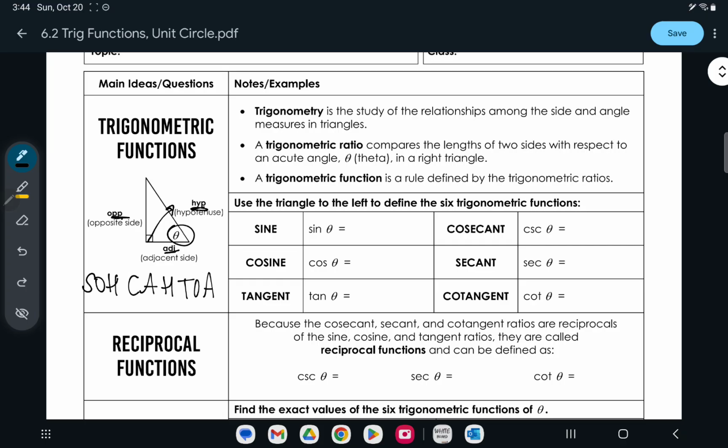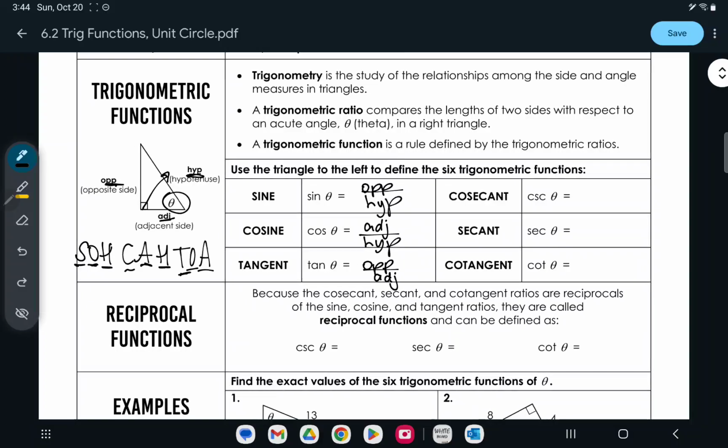I don't know if you learned SOHCAHTOA, but memorize it. Sine is opposite over hypotenuse. Cosine is adjacent over hypotenuse. Tangent is opposite over adjacent.